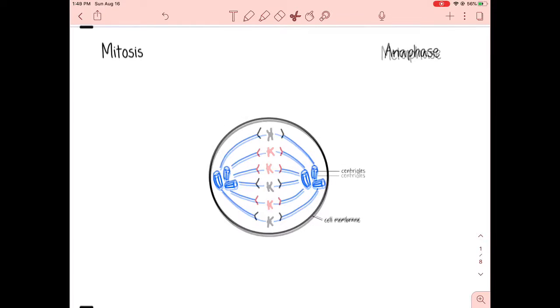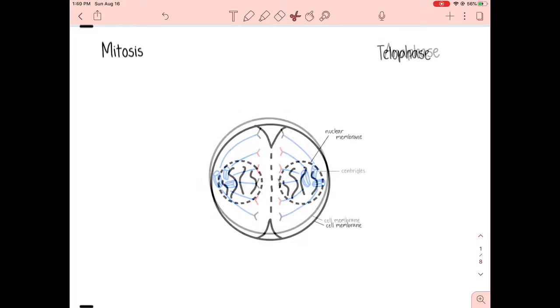The third stage is anaphase. Spindle fibers contract, which causes the chromosomes to split and travel to the opposite sides of the cell. The last and final stage is telophase. The nuclear envelope starts appearing and the cell begins to split. The cleavage furrow or cell wall forms, and the chromosomes decondense.